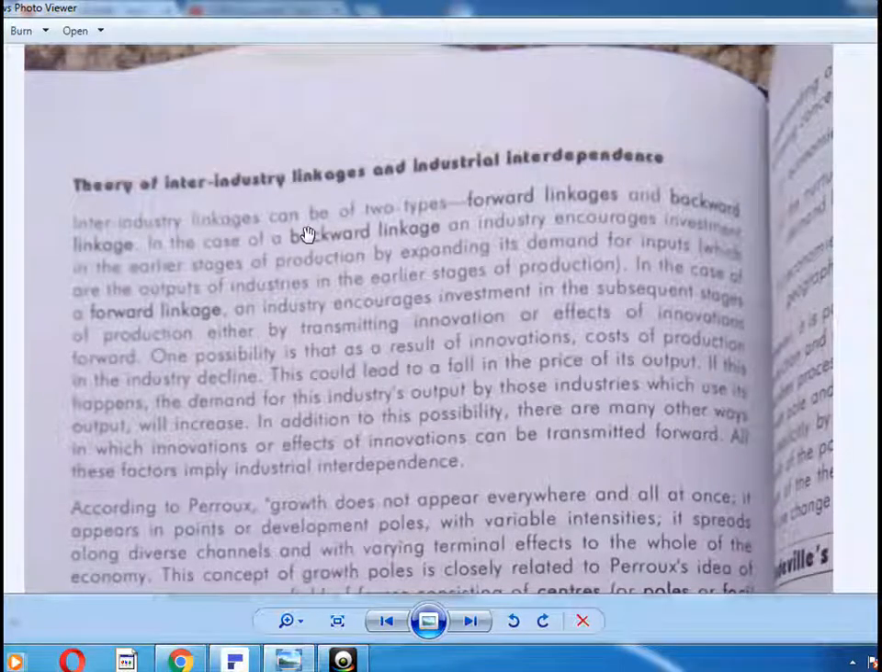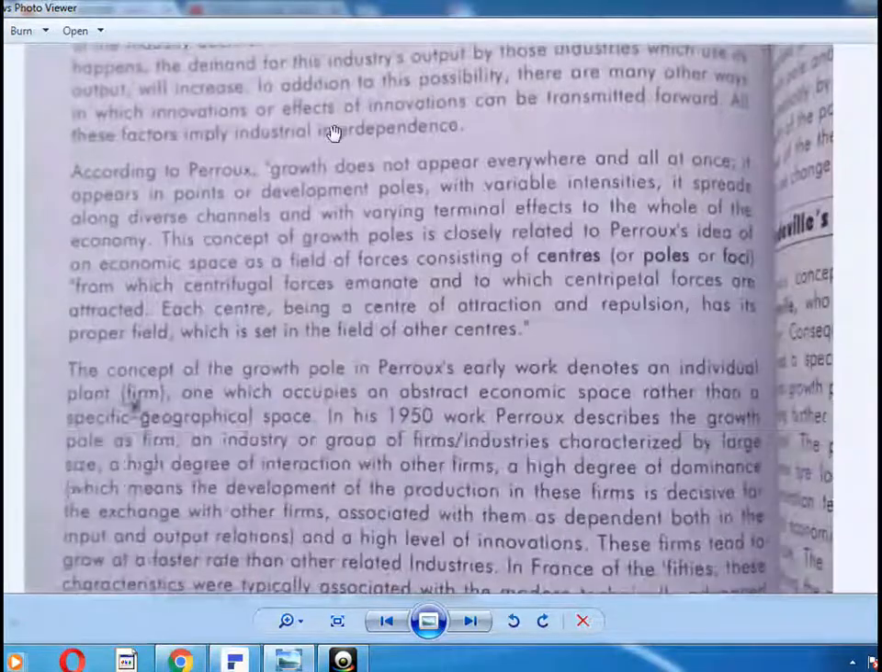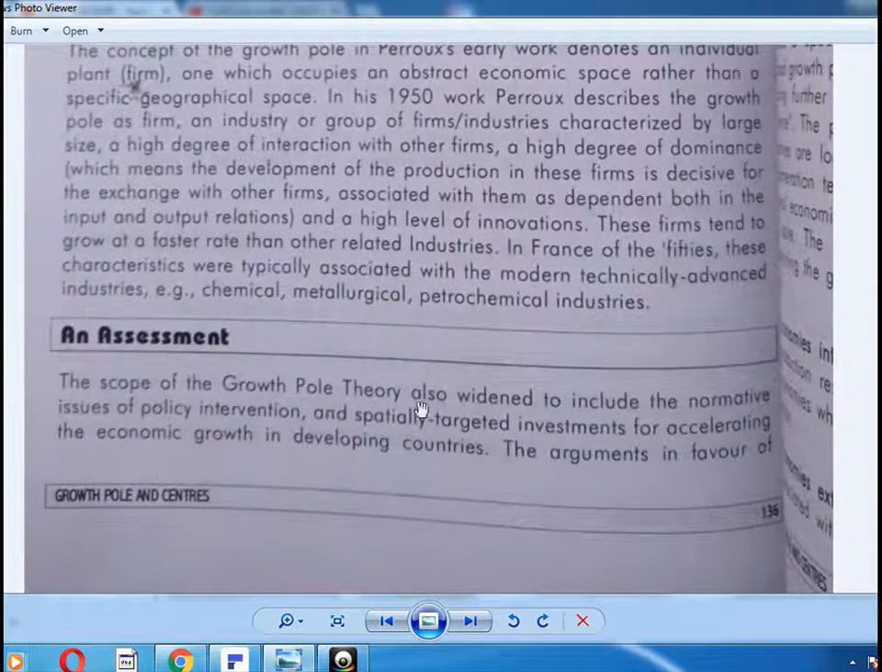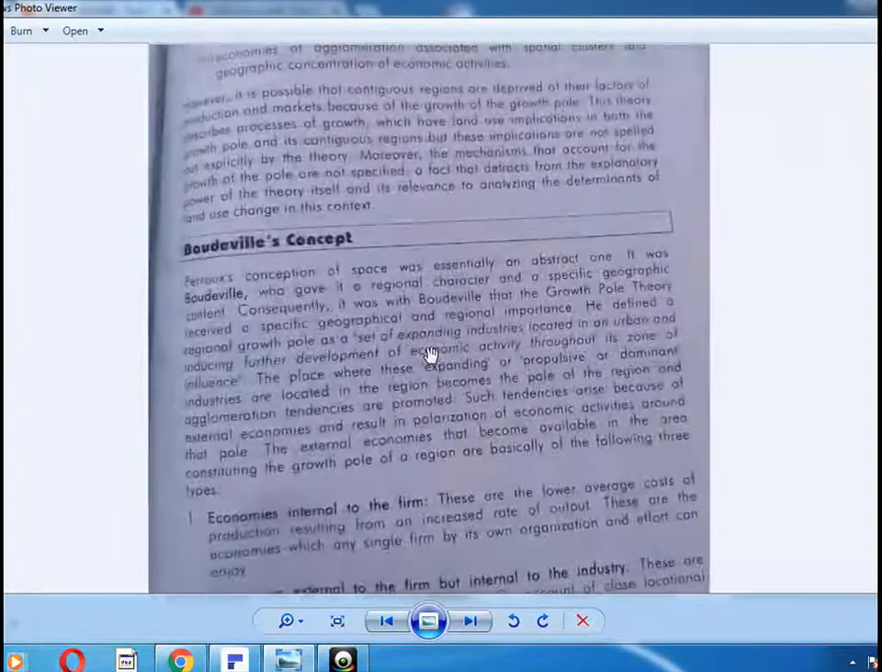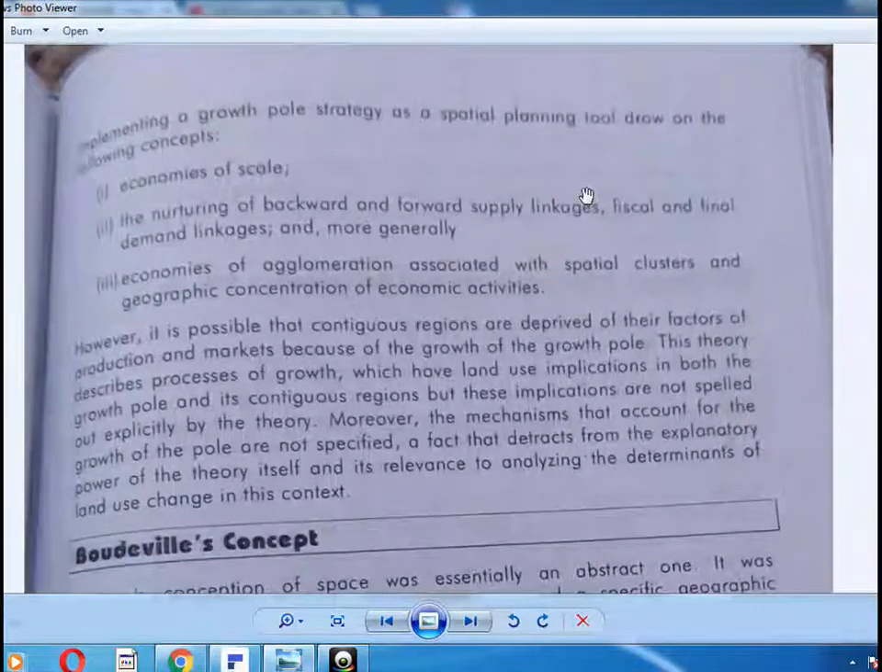So here is the theory on inter-industry linkage and industry interdependence. You can see that the scope of growth pole theory was extended to include the normative issue of policy intervention and specially targeted investments for accelerating the economic growth of developing countries. The arguments in favor of implementing a growth pole strategy as a special planning tool draw on the following concepts.